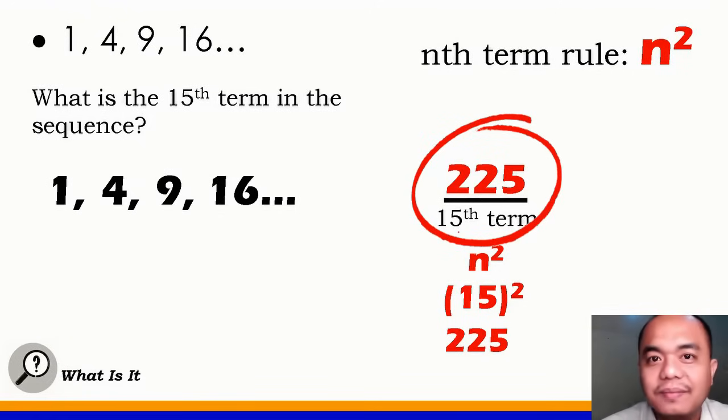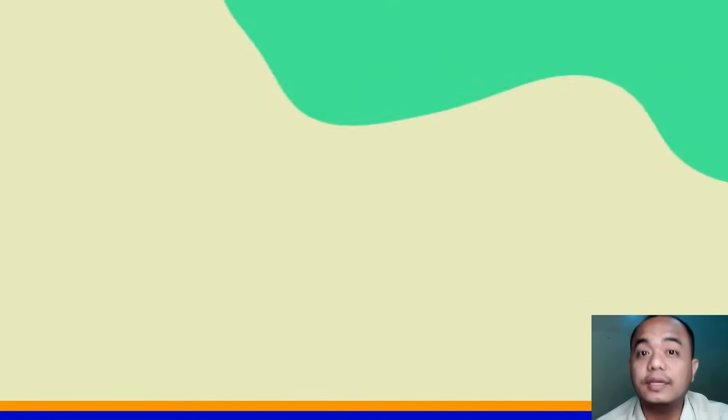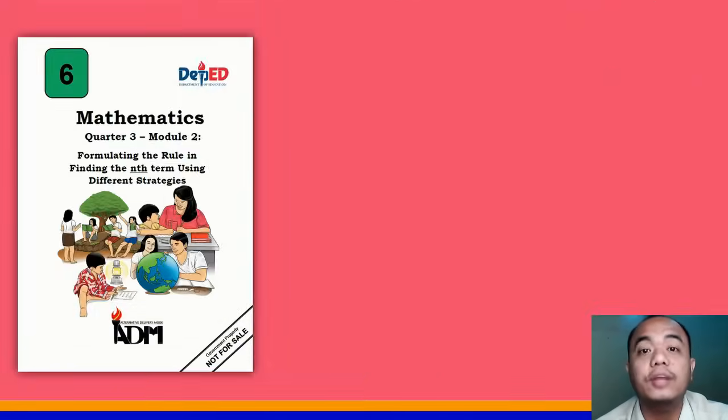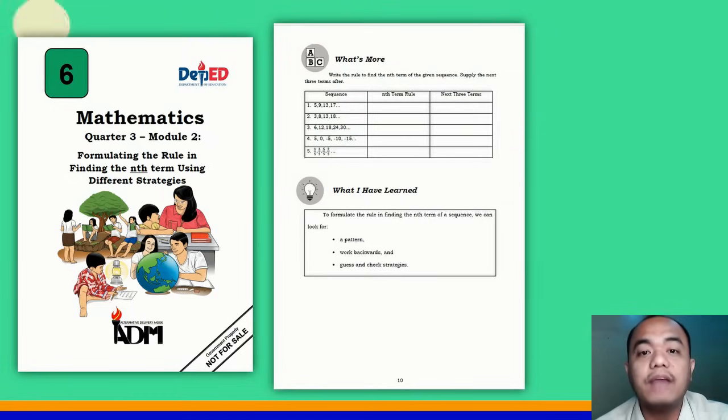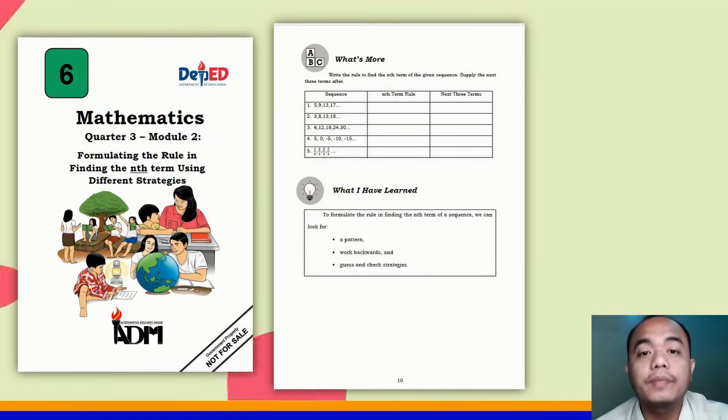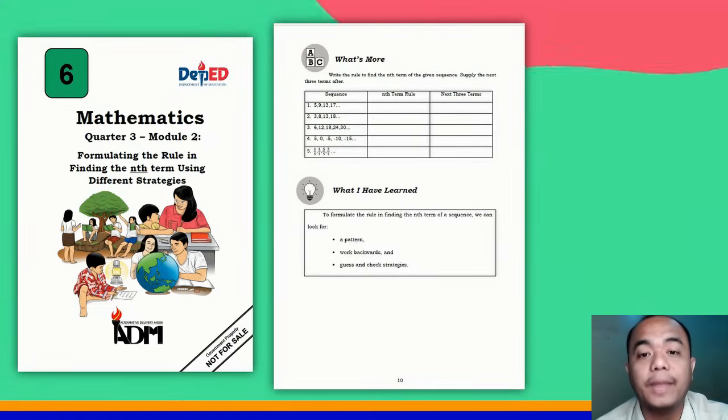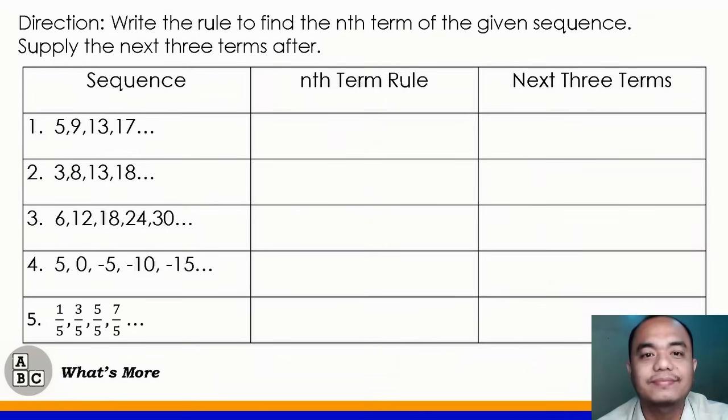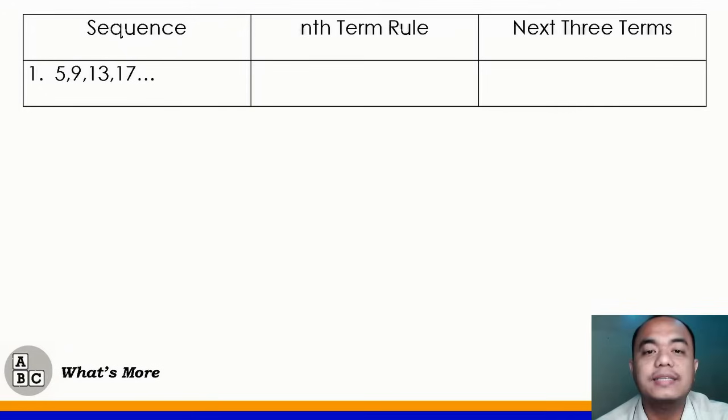Di ba? Madali lang? Let's have a practice exercise on your skill on formulating the n-term rule. And let's have the what's more part of your module. And this could be found on page 10. Direction: Write the rule to find the nth term of the given sequence. Supply the next 3 terms after. Okay, let's have number 1.